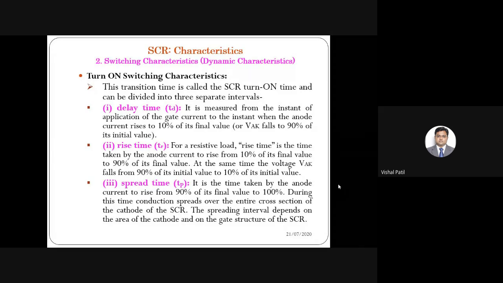It is the time taken by anode current to rise from its 90% of its final value to 100%. Okay, we say 5 ampere. So 90% of 5 ampere is 4.5. So when current increases from 4.5 to 5 ampere, that time is called as spread time. And in that interval, actually, we get the expected or ideal current, what we are expecting from that device.